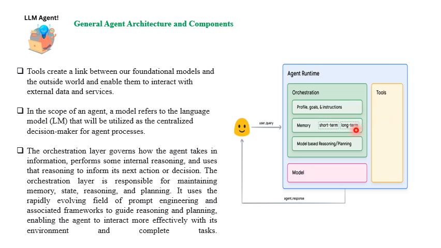Actually, this reasoning and planning layer is based on prompt engineering techniques, for example, prompt engineering frameworks such as ReAct. Overall, the orchestration layer is responsible for maintaining memory, state, reasoning, and planning. These are the main responsibilities of the orchestration layer. So, to summarize, tools enable interaction with external data and services. The model is the foundation model that is responsible for decision making, and we have reasoning and planning. Take information, do reasoning and planning, and decide about the next action that it should implement.